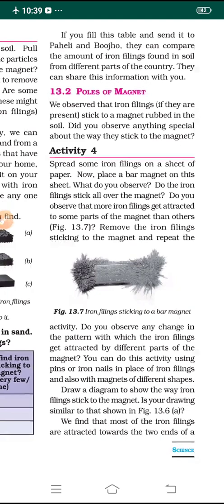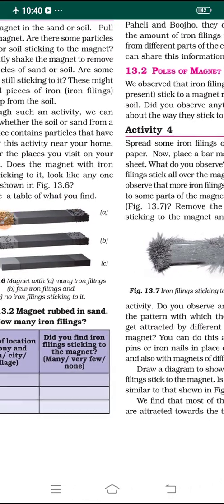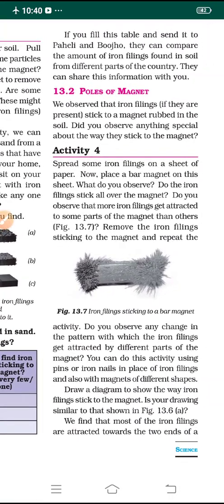We can do this activity not only with iron filings, but also with metal pins or iron nails, of different types or shapes. You can even draw a diagram to show the way the iron filings are attracted and stick to the magnet. Is the diagram I have shown similar to figure 13.6 a or 13.7? We will observe the figure 13.7 activity here.